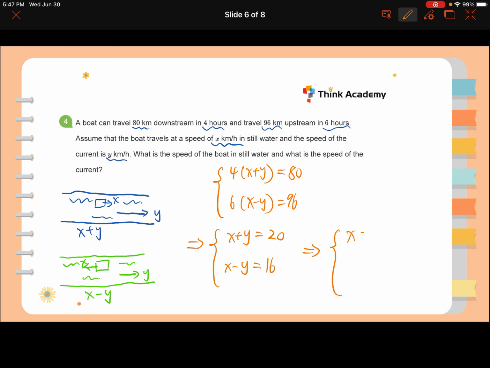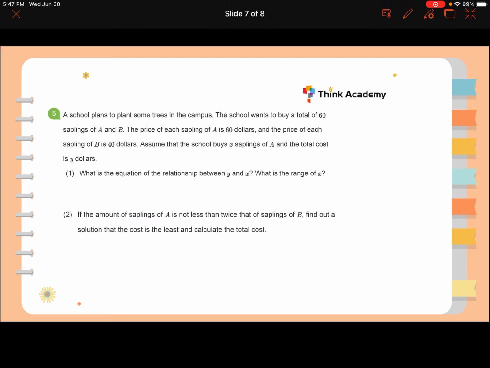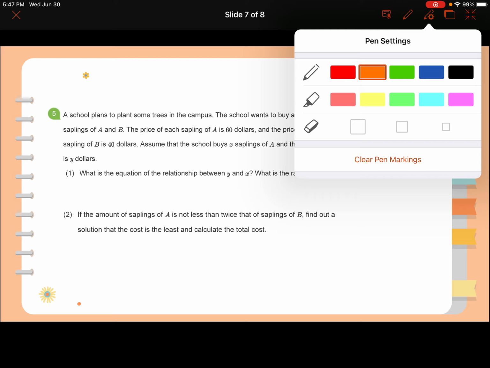So x is actually just 18, and y is 2. So we know the speed of the boat in still water is 18 kilometers per hour, and the speed of the current is 2 kilometers per hour. And that's it for this question. Now for the last one.